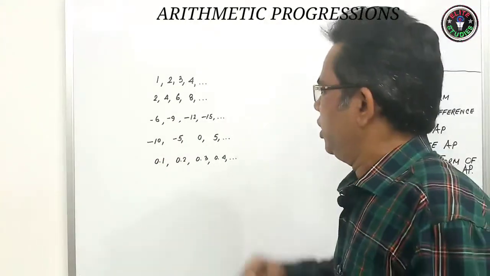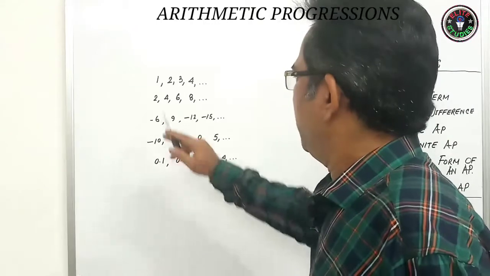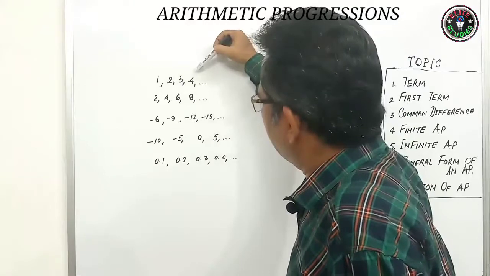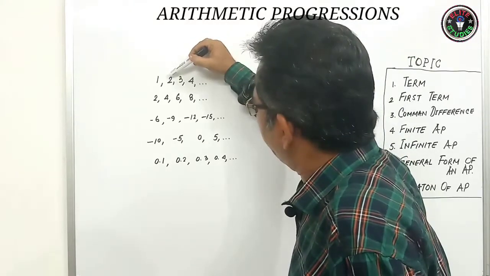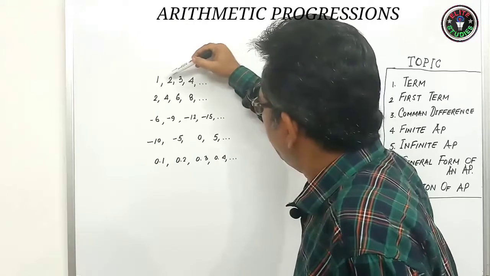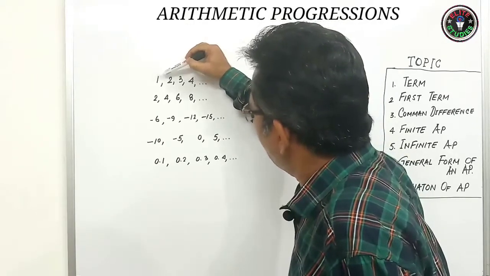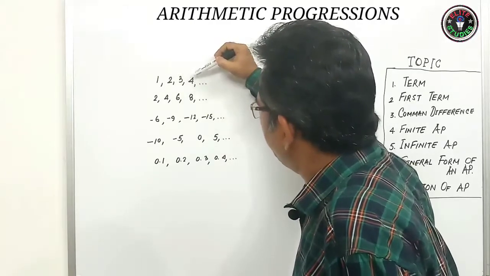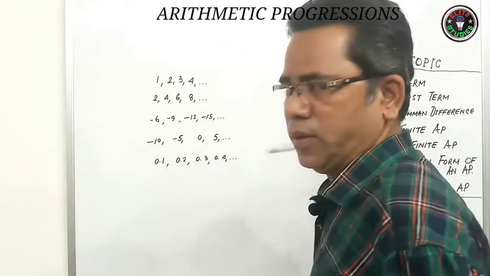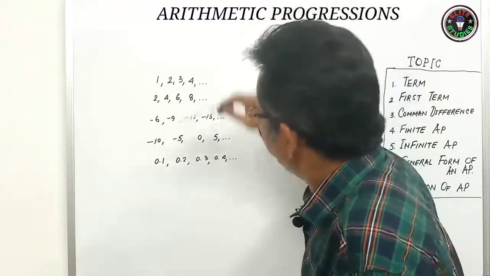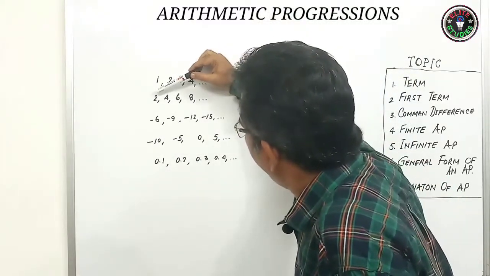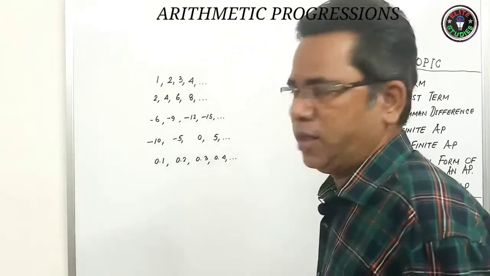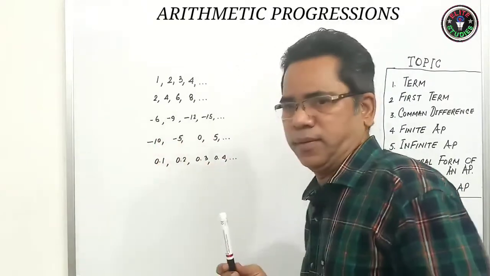Dear students, you see here in the first example 1, 2, 3, 4, there is a pattern. Each number whatever you see can be obtained by adding 1 to the previous number. 1 plus 1, 2; 2 plus 1, 3; 3 plus 1, 4. Similarly 4 plus 1, 5, 6, 7, it will go on. In the next, 2, 4, 6, 8: if you add 2 here, you will get 4. If you add 2 here, you will get 6. If you add 2 here, you will get 8. So this is again a pattern.